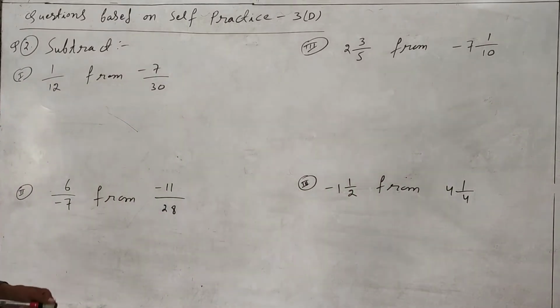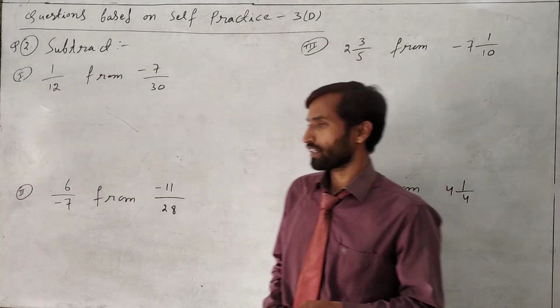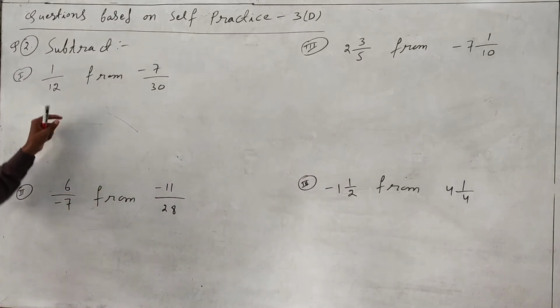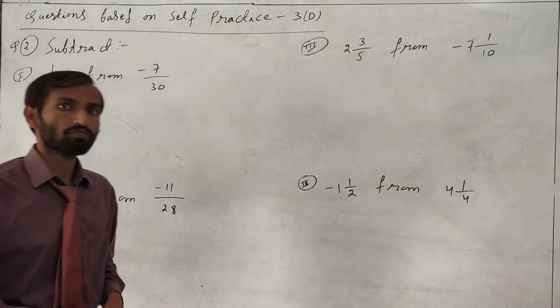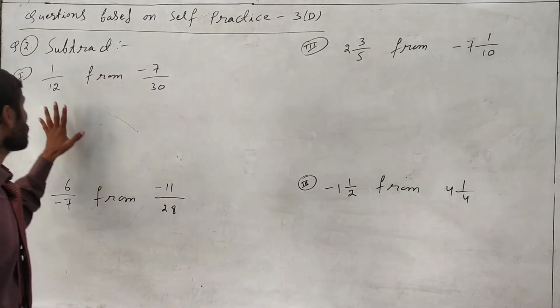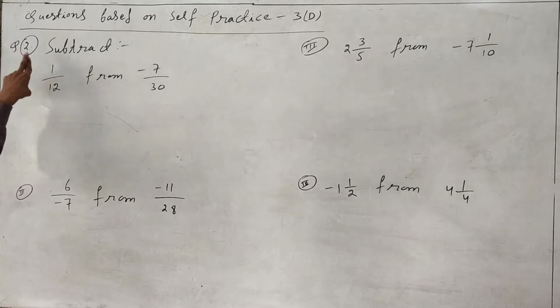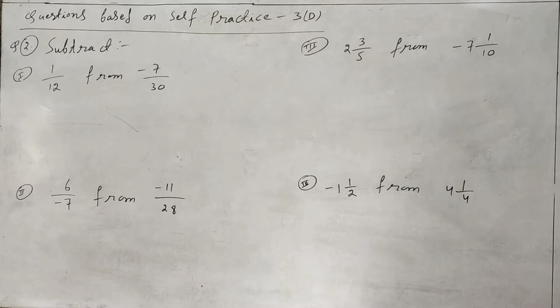In the last video I explained question number one. Now I want to explain question number two, that is subtract. In question two we have to subtract all these rational numbers. In subtraction, just see here, we have to subtract 1 upon 12 from minus 7 upon 30.